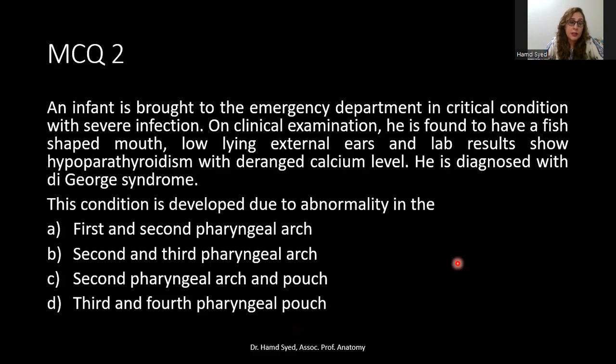Here is another clinical scenario-based question. An infant is brought to the ER in a critical condition with severe infection, and on clinical examination, he has a fish-shaped mouth, low-lying ears, and the lab results show hypoparathyroidism with abnormal calcium levels. He is diagnosed with DiGeorge syndrome. This condition is developed due to abnormality in which arch? It is the pouches, third and fourth pharyngeal pouches. So remember, DiGeorge syndrome, third and fourth pharyngeal pouch abnormality.